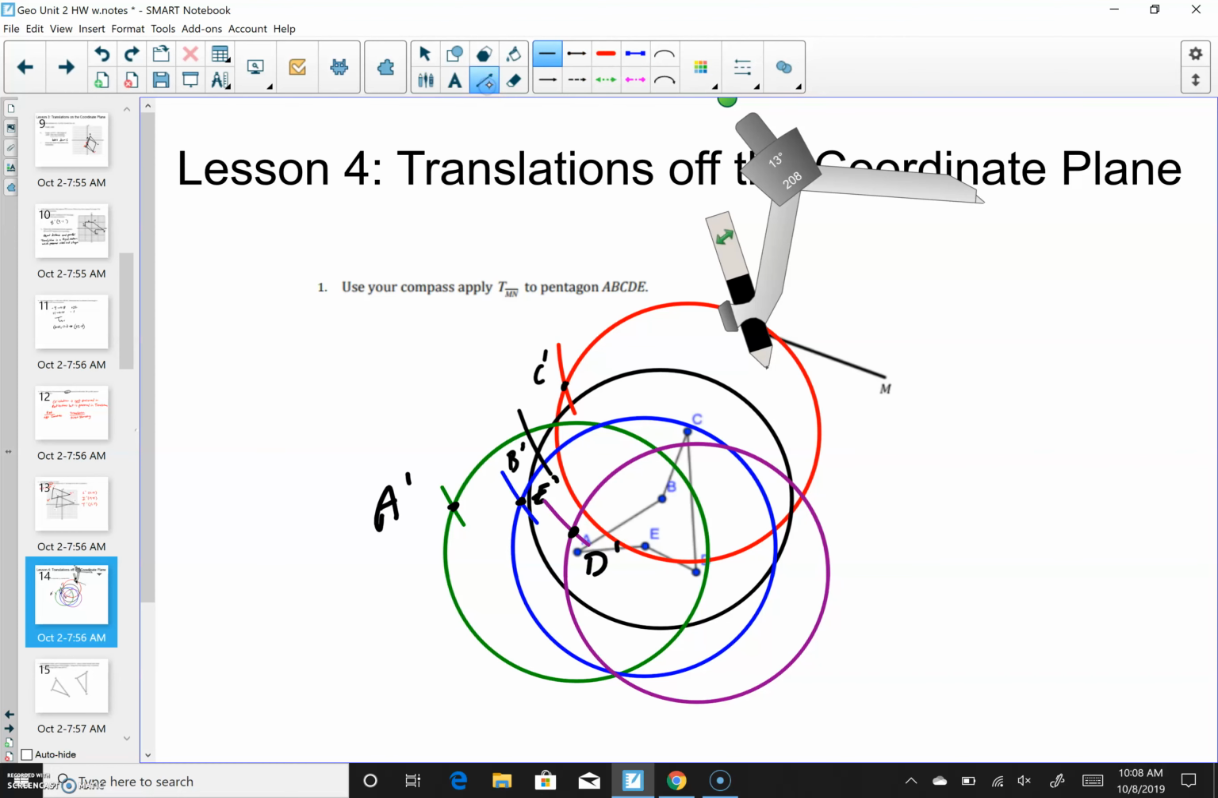And then to finish everything off, we'll connect our polygon. So we will go from A to B. We'll go from B prime to C prime. C prime to D prime to E, and then across. I know it's hard to see through all the circles, but we do have our translated polygon, okay?